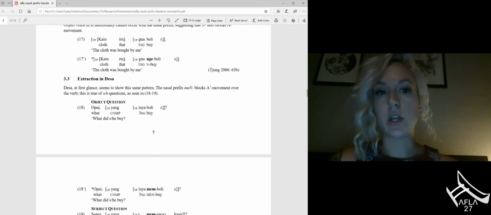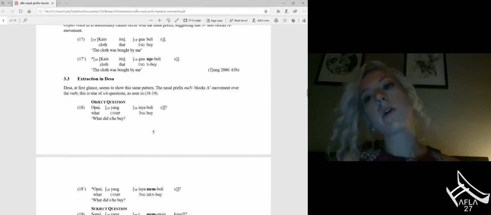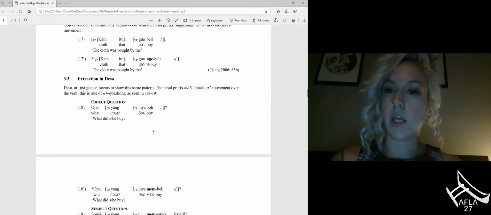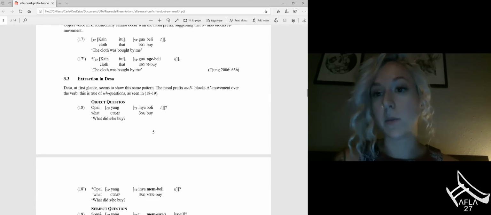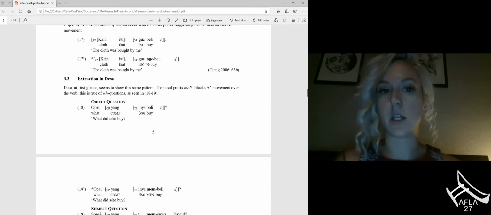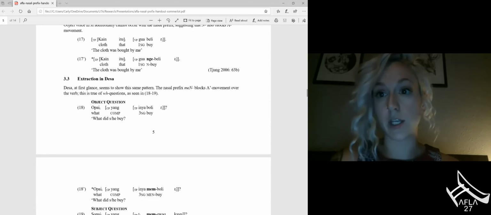So now let's go ahead and look at the pattern we see in Desa. Considering all the similarities we've seen with Desa and standard and Jakarta Indonesian so far, we might expect that the nasal prefix would pattern identically. And at first glance, it looks like it does.